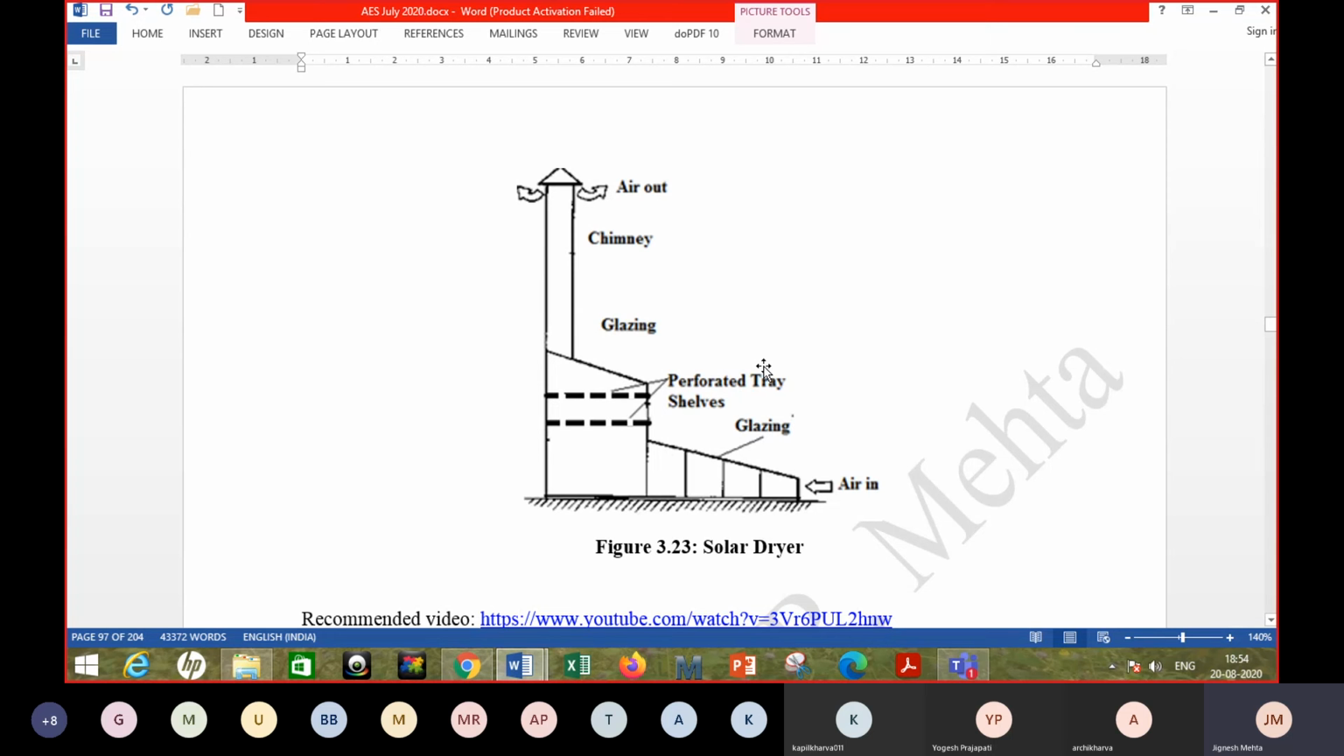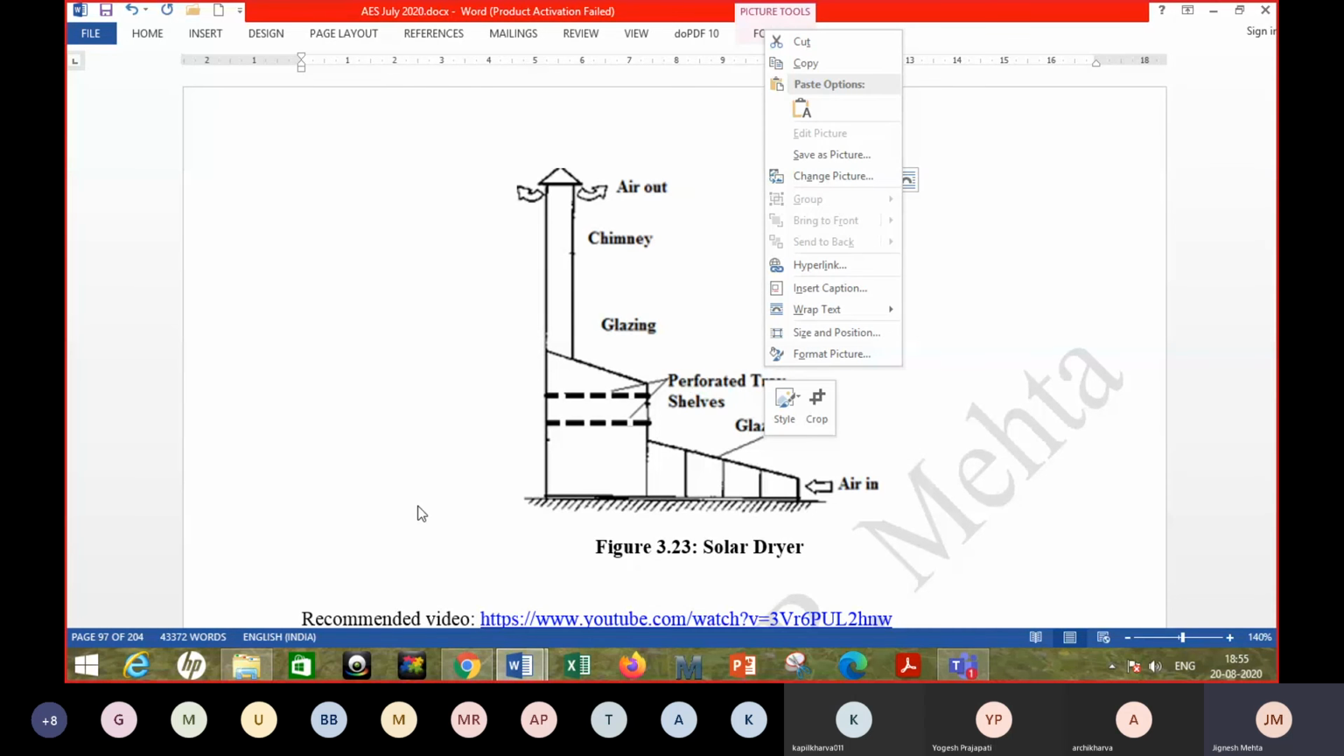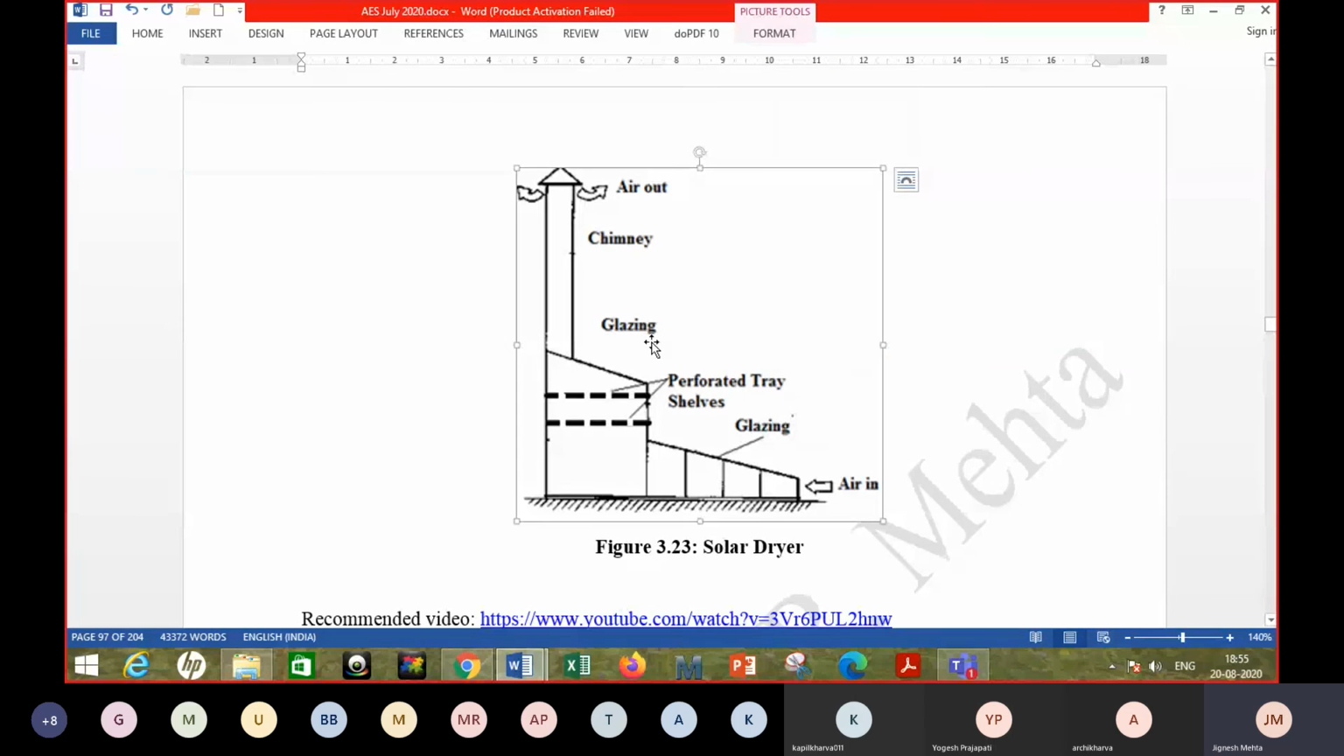So in that case, it may be a good idea not to use a passive system, but to use a small fan, and there you can control the speed of the fan, and you can control the temperature of the air which is being used. So nowadays, because the solar photovoltaic panels are not very costly, it may be a good idea to have a fan which will positively draw the air into the system or out of the system.